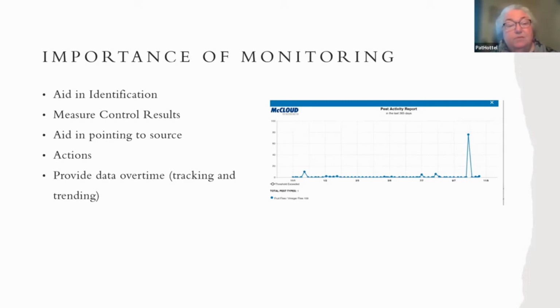If we have some difficulty or challenges in finding that source, we can again take additional actions based on what our monitors are telling us, and they can provide data over time. So did results improve in 2022 over 2021, for example? Are we making progress? Is there continuous improvement in our control programs?